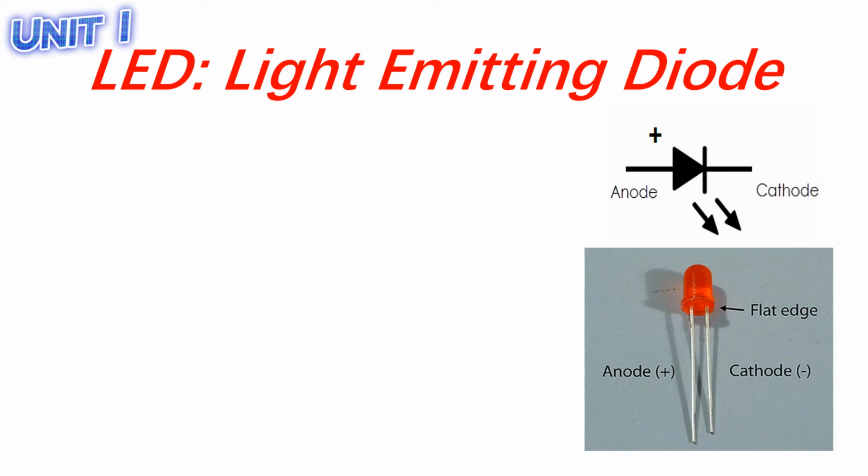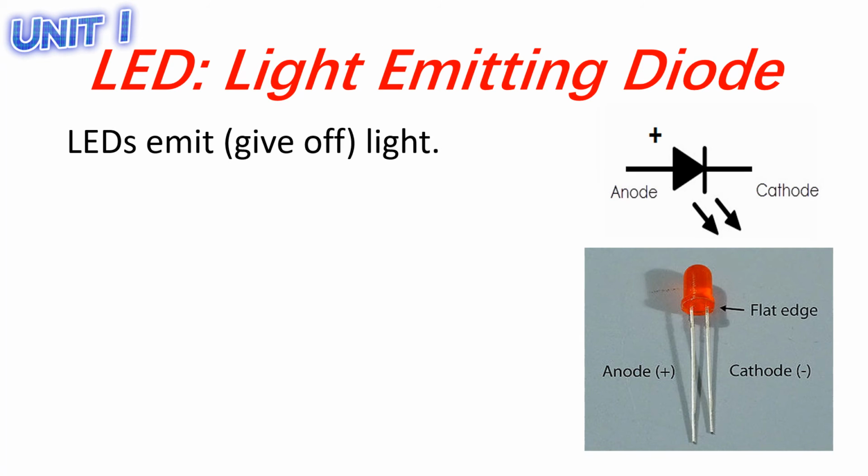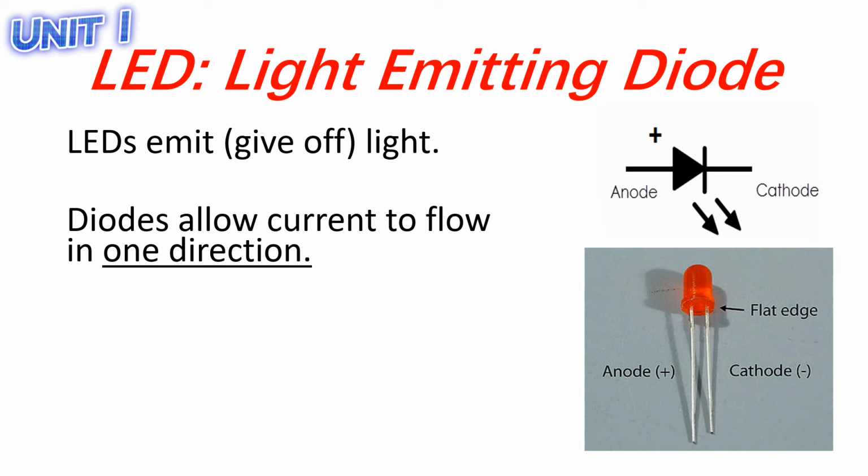Next, you have your LED, or your light emitting diode. Your diode is basically used to provide a one-way flow of your current. Your LEDs emit, or shall we say give off, light. As I've said, diodes allow current to flow in one direction. Using conventional flow, always remember that electricity flows from positive to negative.